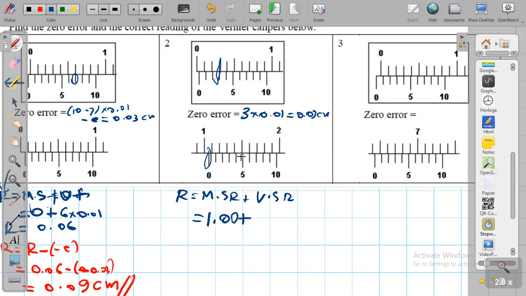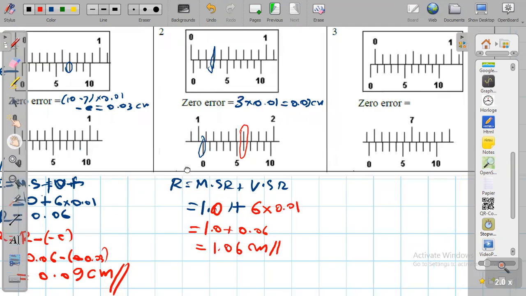0 plus what is it? Main scale reading only can be got for the first decimal point only because resolution is not 1. And the vernier scale reading is going to be, which line is coinciding here? It is the 6th line. So 6 times 0.01. I may get like 1.0 plus 0.06. So my reading is 1.06 centimeter.